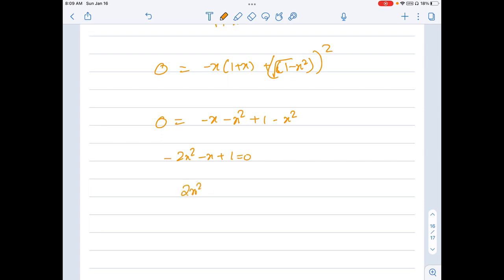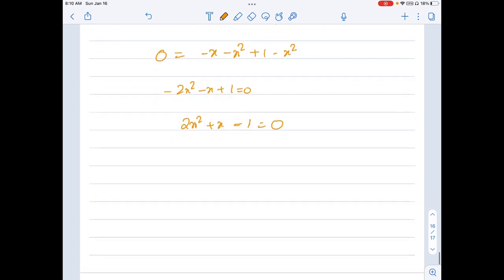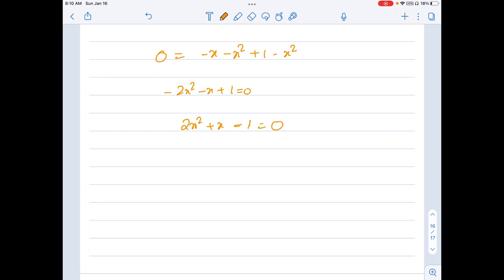So 2x square plus x minus 1 is equal to 0. So I have to get the value of x. The factors are 2x minus 1 times x plus 1 is equal to 0. So when you check that, the factors are 2x minus 1 times x plus 1 equal to 0. So x is equal to 1 by 2 or x is equal to negative 1.